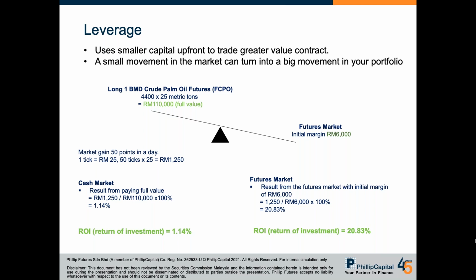So you are paying 100,000 to enter the cash market of palm oil, and the earnings that you have made is about 1,250. So your ROI will be about 1.14%. And you can see on the right side here, for the futures market, you only need to pay 6,000 for the initial margin, and you have earned 1,250, which means that you have made a return on investment of about 21%. You can see the huge difference here. So this is what happens when you make a profit in the futures market.